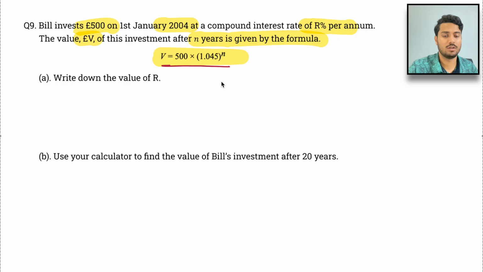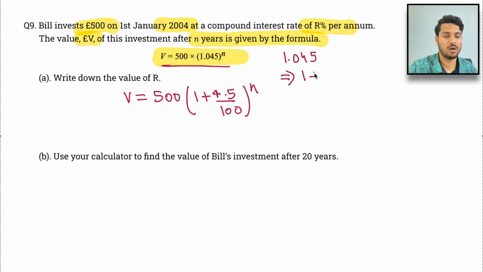We already know the formula for increase, or in case of compounding, it is 1 plus R upon 100 raised to t. So we have V is equal to, can we write this, 500 multiplied by 1 plus 4.5 upon 100 raised to n. So what I am doing, I am breaking this 1.045. I am writing 1.045 as 1 plus 0.045.